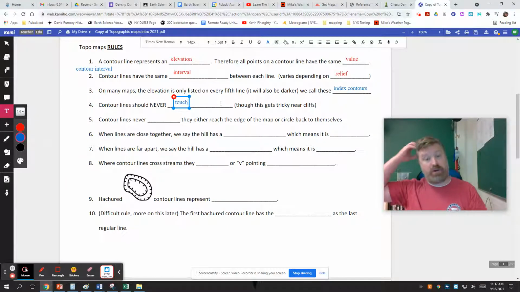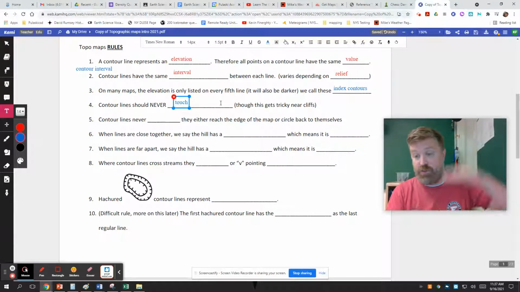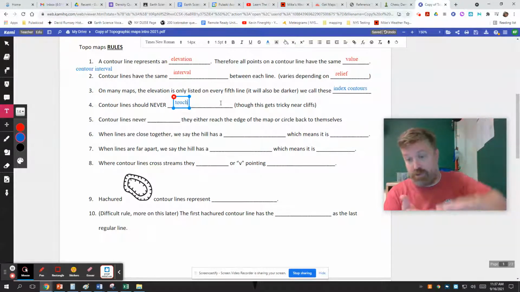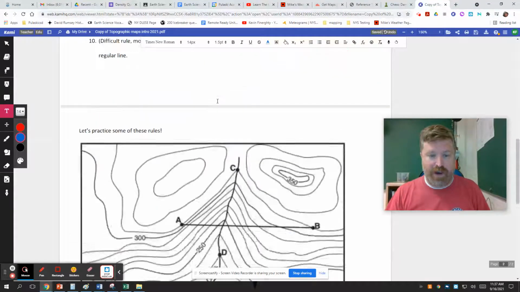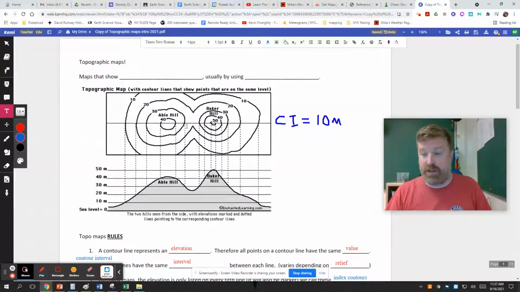Let's go back to being in the front yard of the school. If I'm 250 feet above sea level, I can't simultaneously be 260 feet above sea level or 240 feet above sea level. I'm at one value. Break it down to my height: I'm 5'9". I can't also be 5'10" at the same time. I'm only one height. I'm one value. So anywhere on this map has one elevation.